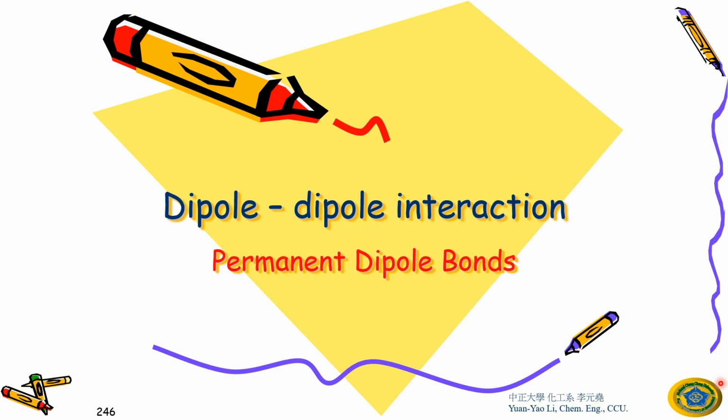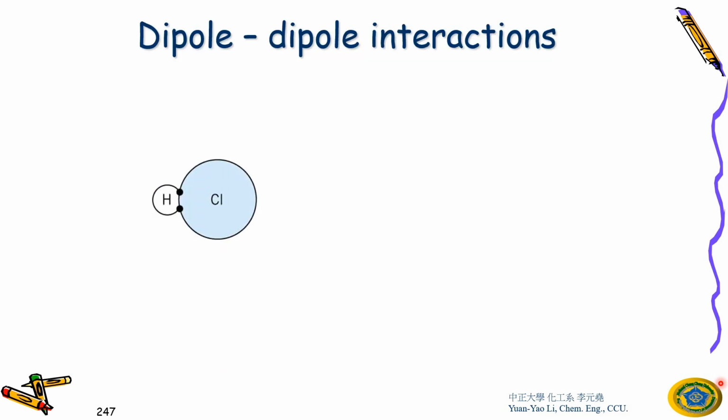Dipole-dipole interaction normally we also call permanent dipole bonds. So I just give you an example, hydrochloride. If you have a hydrochloride here, I hope you still remember, this is the positive charge end. This is the negative charge region, right? So this is a hydrochloride molecule. However, if there is another hydrochloride molecule close to this one, of course you have positive charge, you have negative charge. Okay? And this will attract to each other by Coulombic force.